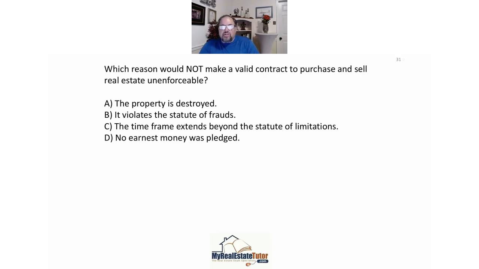All right. Which reason would not make a valid contract to purchase and sell real estate unenforceable? Kind of a tongue twister there, right? Well, first you've got to go over and review what makes a valid contract. So let's look at this.